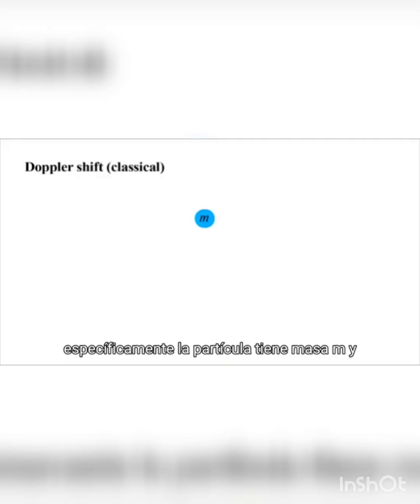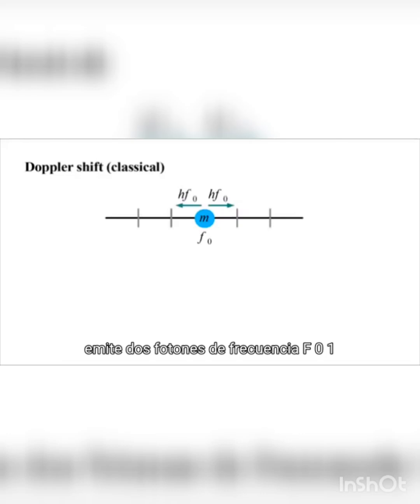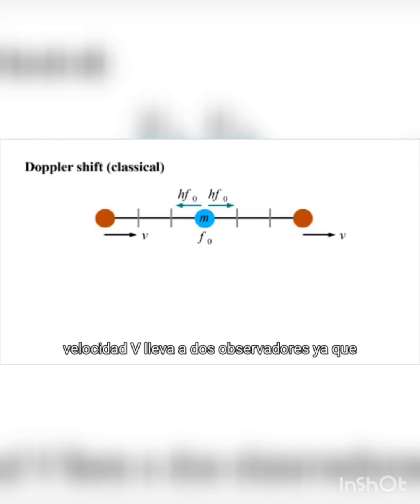More specifically, the particle has mass m and emits two photons of frequency f0, one to the left and one to the right. A frame that moves to the right with velocity v carries two observers.